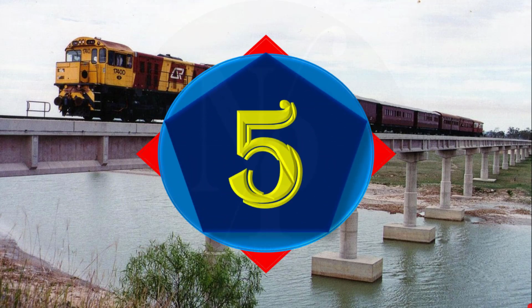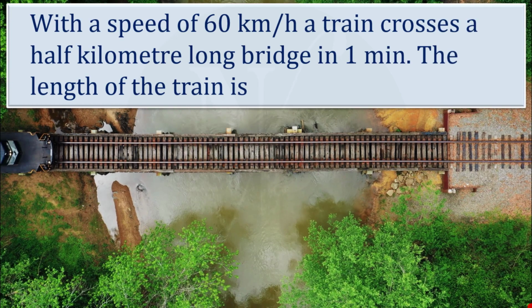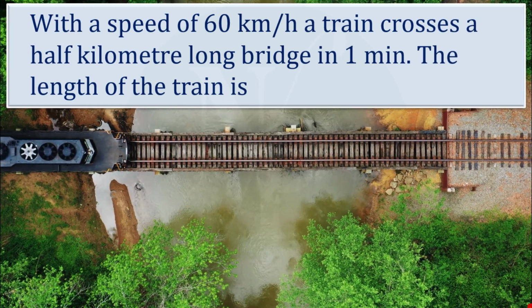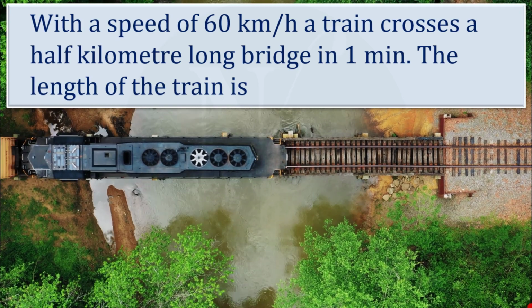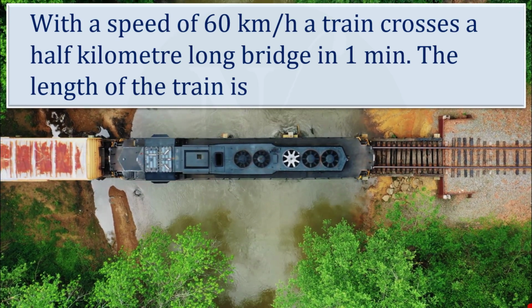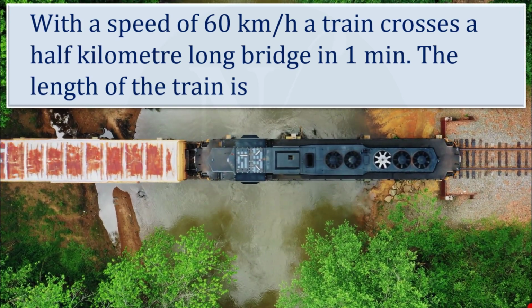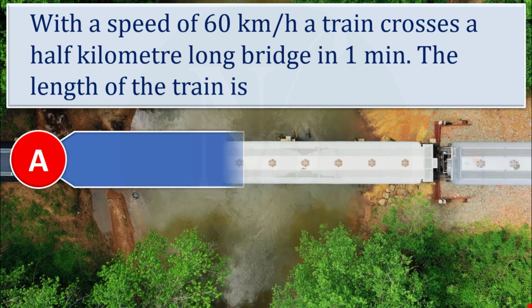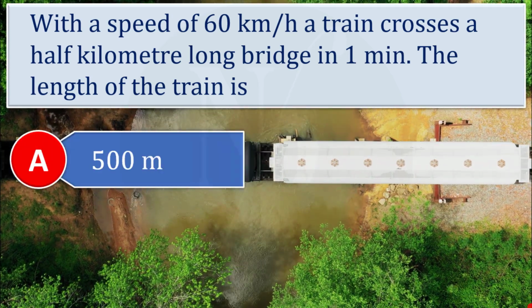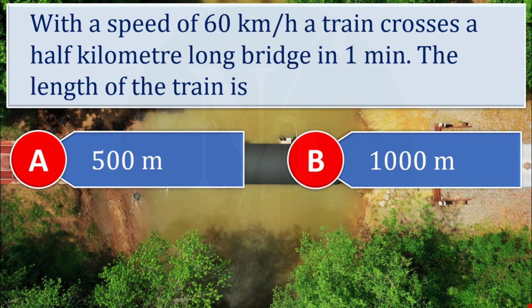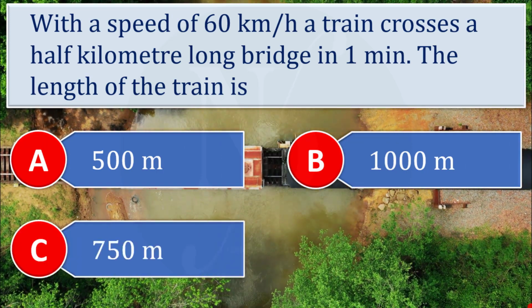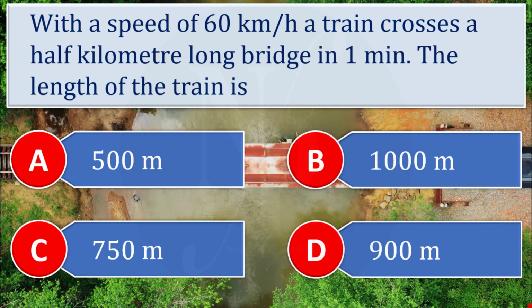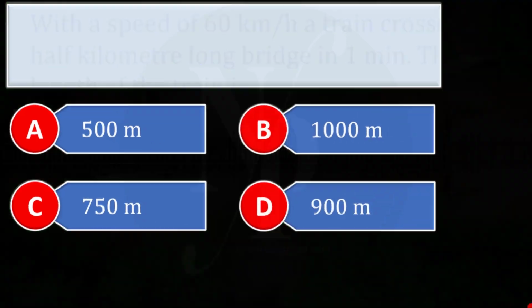Question number 5. With a speed of 60 km per hour, a train crosses a half-kilometer long bridge in 1 minute. The length of the train is answer option A 500 meters, option B 1000 meters, option C 750 meters, option D 900 meters.